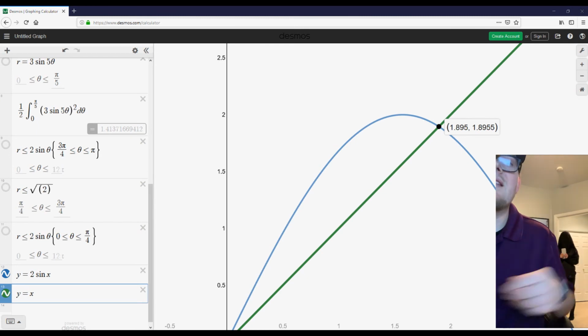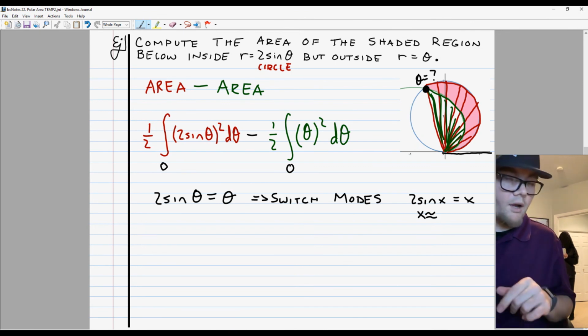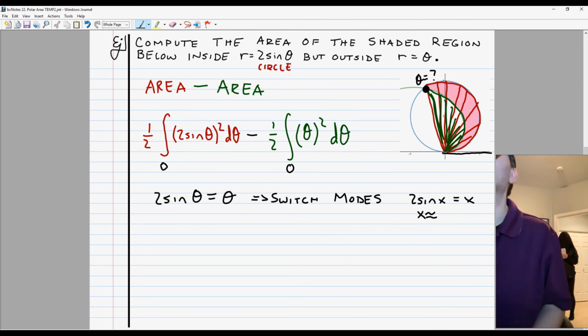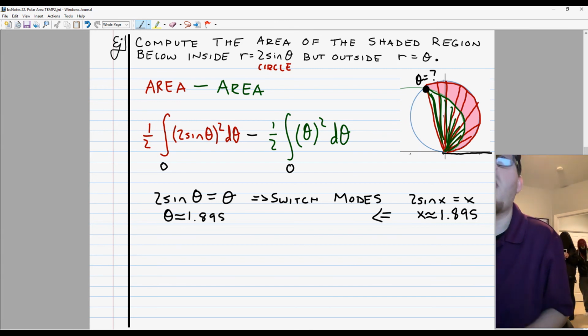So I'm going to go ahead and write that down. It's the only intersection point, so it should be good. So in that case, we got x is approximately 1.895. And so, of course, if x is approximately 1.895, that's the same thing as saying that's when theta is approximately 1.895.